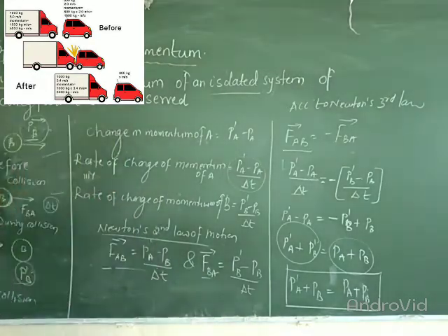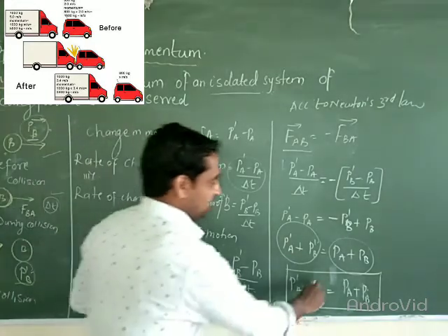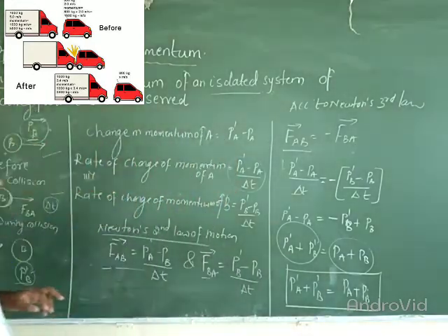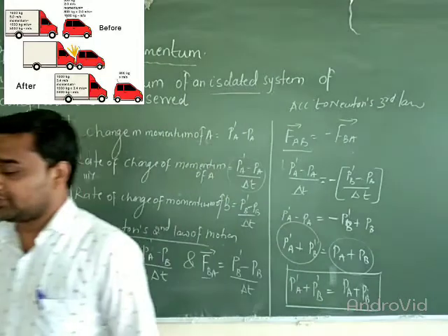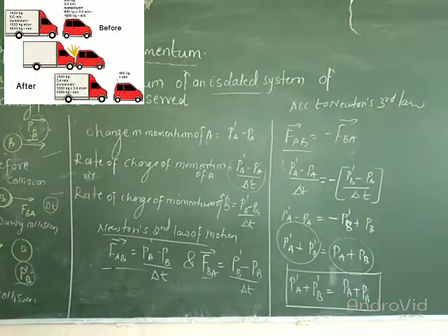So in this case, see what happens: what is the total momentum before the collision? P dash A plus P dash B is equal to PA plus PB. Total momentum after the collision is equal to the total momentum before the collision. And this is called the law of conservation of momentum.